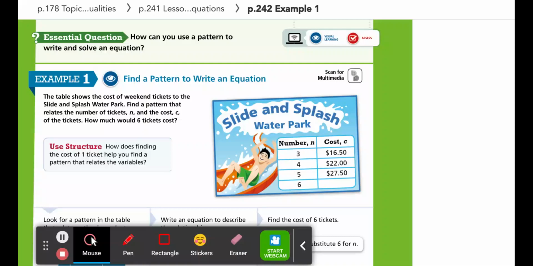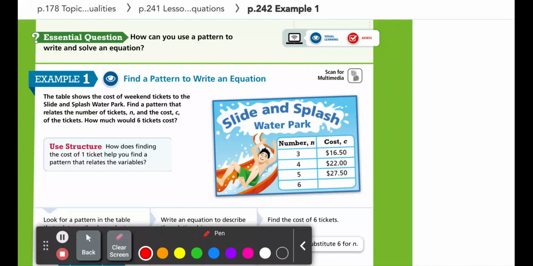This is lesson 4-9. We're going to be using patterns on tables to help us to solve equations. So let's look here at example 1. It says the table shows the cost of weekend tickets to the Slide and Splash water park. Find a pattern that relates the number of tickets and the cost of the tickets. How much would 6 tickets cost?